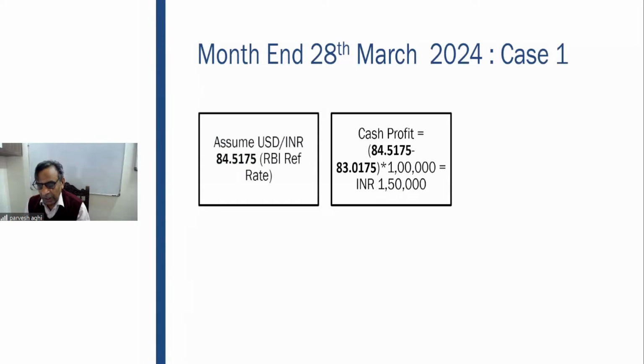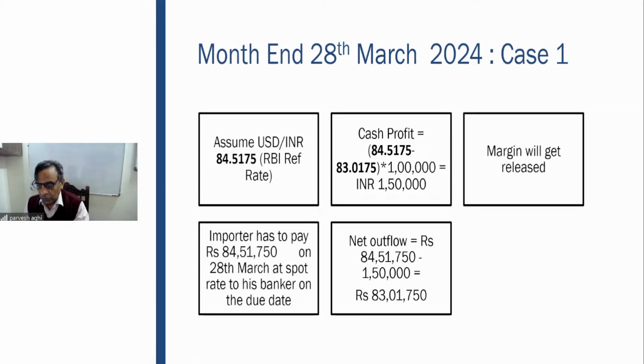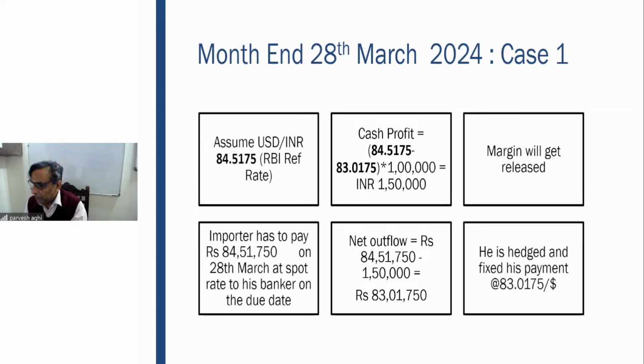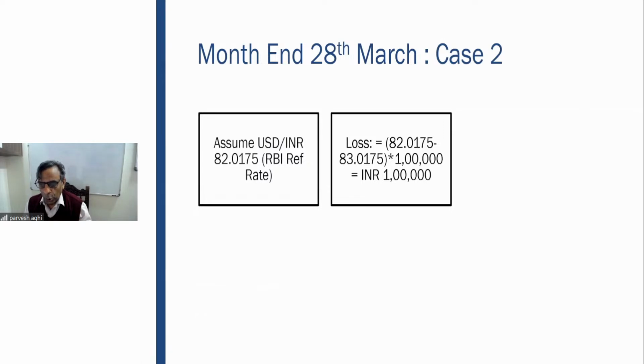Now, look at this here. The dollar had gone up. So you would have been a worried man if you were an importer and not hedged, but thank God you're hedged. So you're going to make a profit of 1 lakh. And the loss you made in the spot market, paying a little more at 84.51, is offset. So your net outflow will be restricted only to 83 lakhs 1,750. So that means you are hedged at 83.01.